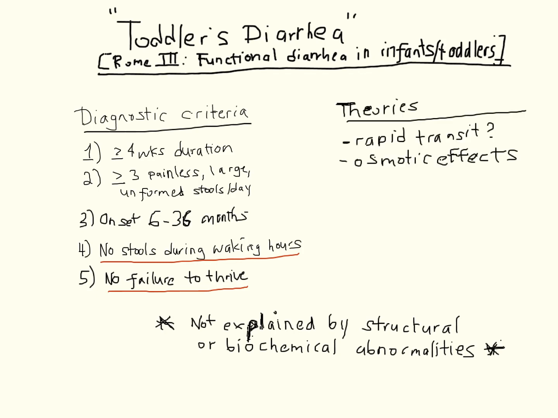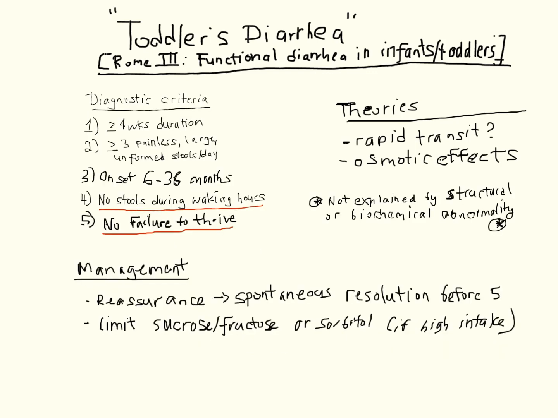Pathophysiology is unclear and likely varies from person to person, but most theories involve osmotic effects of simple carbohydrates or rapid transit, especially postprandial. Management is centered around reassurance. If fructose, sorbitol, or sucrose are high in the diet, then they could be limited, but you should avoid other dietary restrictions that may limit caloric intake. Its resolution is expected by the age of 5.